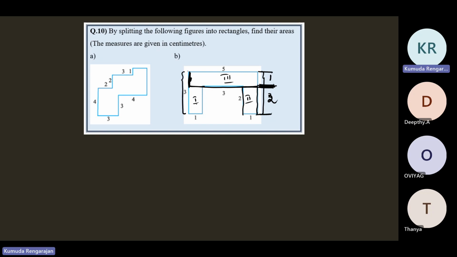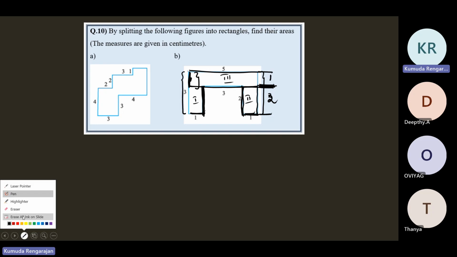For rectangle 1, the length is 1 centimeter and the breadth is 2 centimeters, because this is 2, no? This is 2, so this also is 2. The length is 2 centimeters. So for rectangle 1, the length is 1 centimeter, the breadth is 2 centimeters. For rectangle 2, length is 1 centimeter, breadth is 2 centimeters. For rectangle 3, the length is 5 centimeters and the breadth is 1 centimeter.